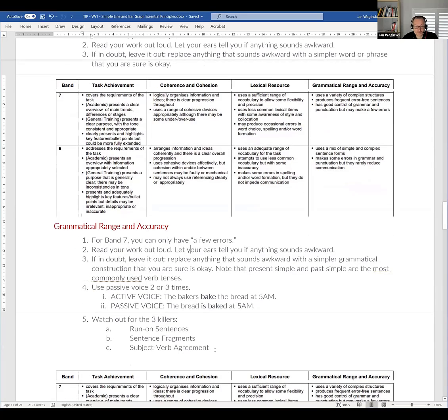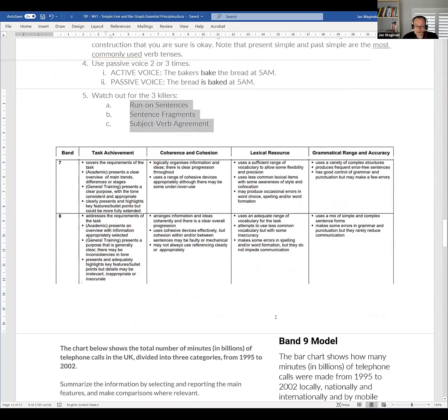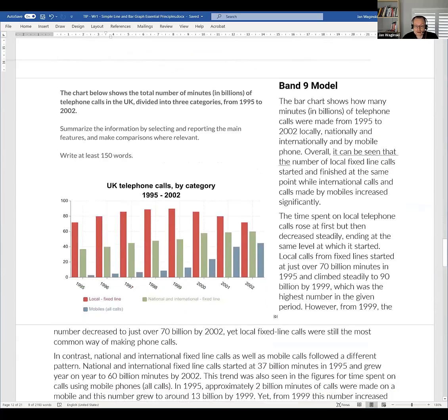And when you're proofreading, these are the ones that will really hurt your score, especially run-on sentences, fragments, and subject-verb agreement. All right, let's look at a model of a Band 9 response.